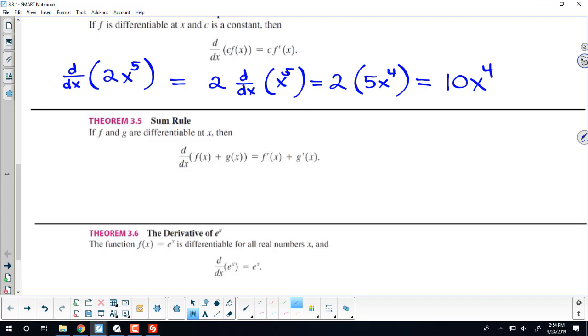All right, Theorem 3.5, the sum rule. If I have to take the derivative of 2 functions of x added together, and we can go ahead and modify this or add to this. We know subtraction is just addition of the opposite, so this really does take care of addition and subtraction of 2 functions. So the derivative of a sum or difference is the sum or difference of the derivatives. In other words, the derivative operation will distribute across sums and differences.